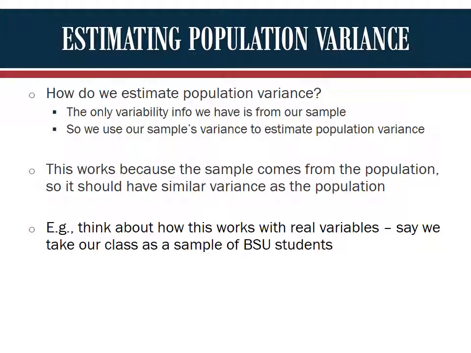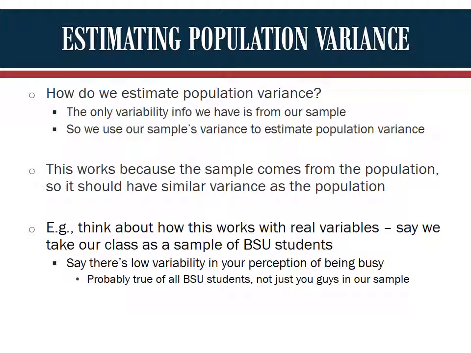So think about how this works with real variables, with actual variables that we can think about. So say, for example, that we take our class as a sample of BSU students. So we take everybody who's in our class on the day after spring break, we come back and I give you guys a bunch of questions to answer, and you give me all your answers. So say that I ask you guys your perceptions of how busy you are during the school year, and say that when all of you give me your answers to this, there's very low variability in your perception of being busy. So all of you are kind of giving me the same answer. Maybe you're all rating a 4 out of 5 or even a 5 out of 5 on that scale, and there's hardly any variability at all.